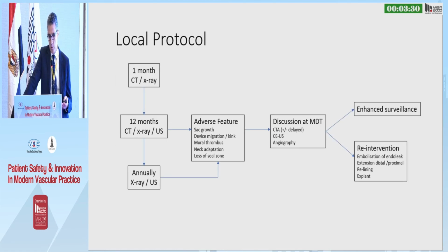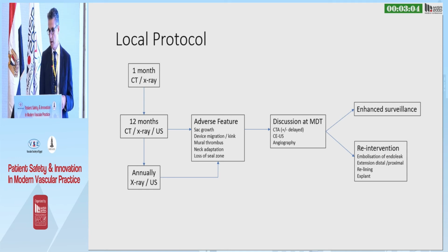This is our local protocol. We do a CT and X-ray at a month. We then do the same at 12 months with an ultrasound, and if there are no adverse features, they go to annual X-ray and ultrasound. If there's any adverse feature, they usually have a repeat CT if they haven't had one recently. They get discussed at our MDT.